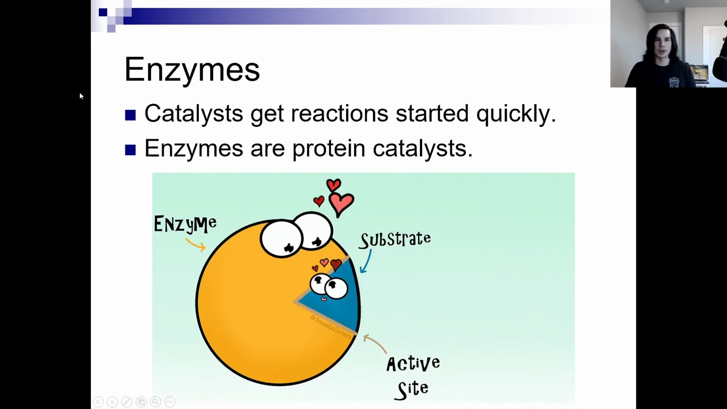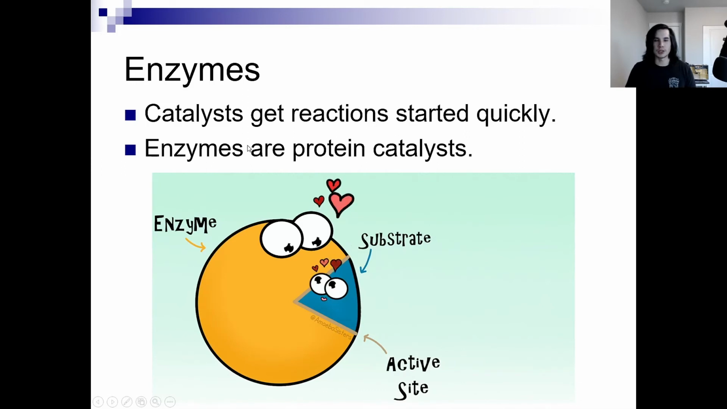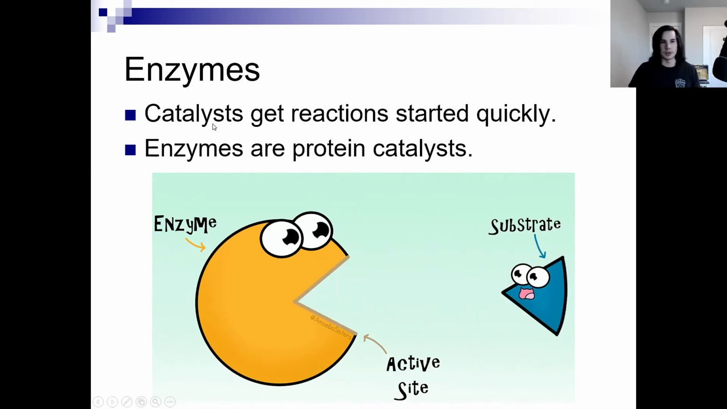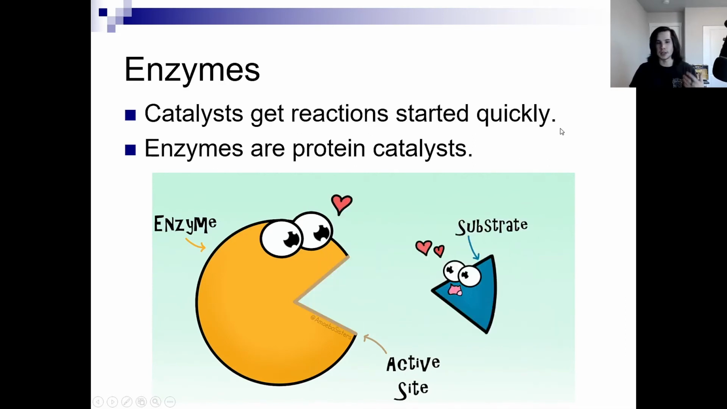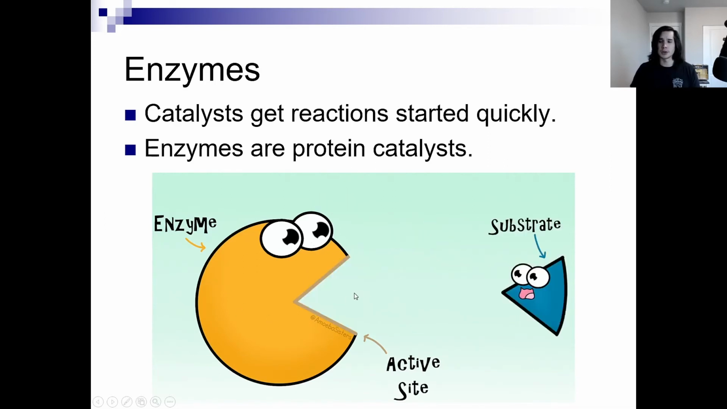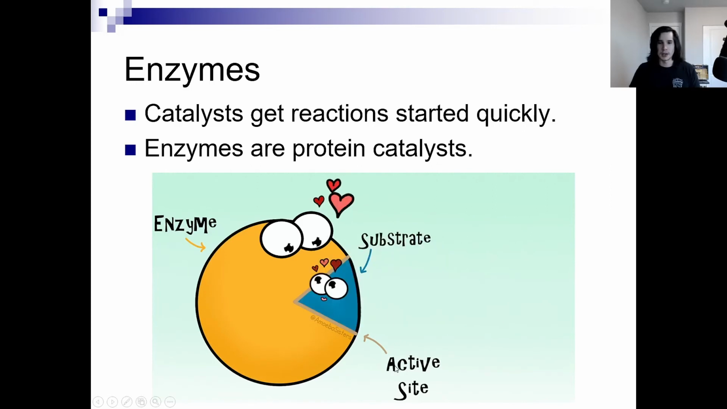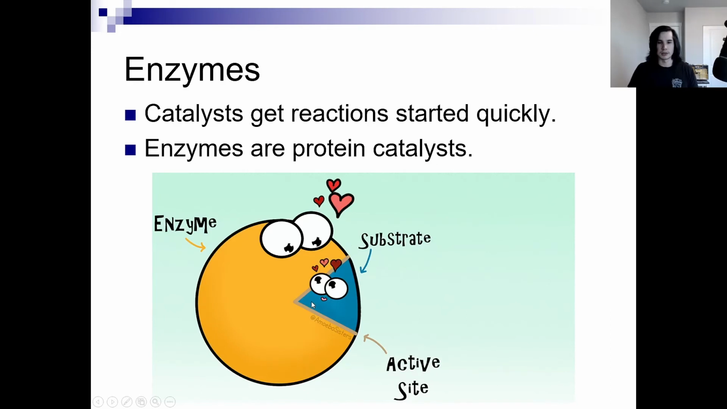So all enzymes are generally protein catalysts. Generally, they're composed of proteins. And they're just catalysts that get reactions started quickly. The way they do that is they lower the activation energy. So here's your enzyme. Your substrate is the stuff that is going to be modified by your enzyme. And your substrate is going to bind to the active site of the enzyme.